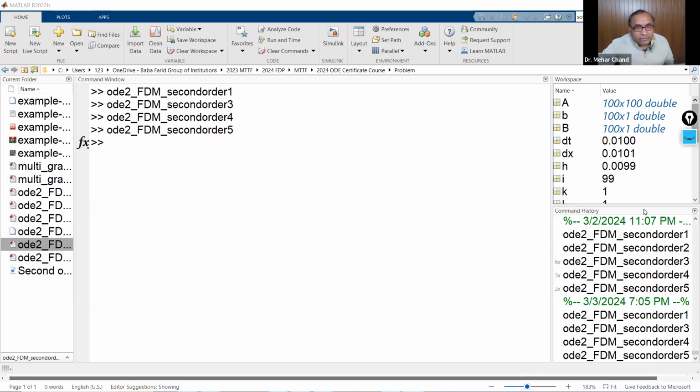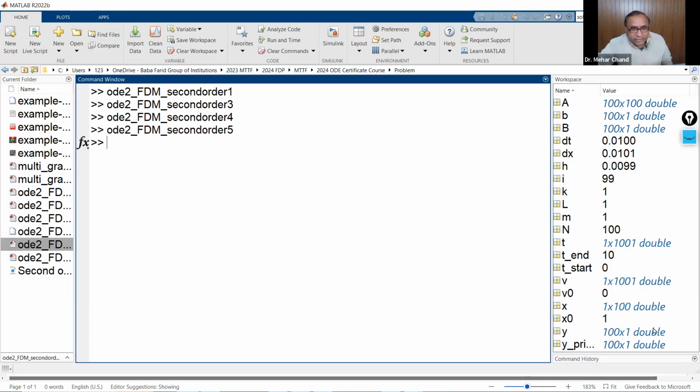Hello, sir. Can we generate numerical values instead of having graphs? Pardon? I don't get your question. I said, can we generate numerical values instead of graphs? Okay, numerical values. Yes, we can generate the numerical values also.